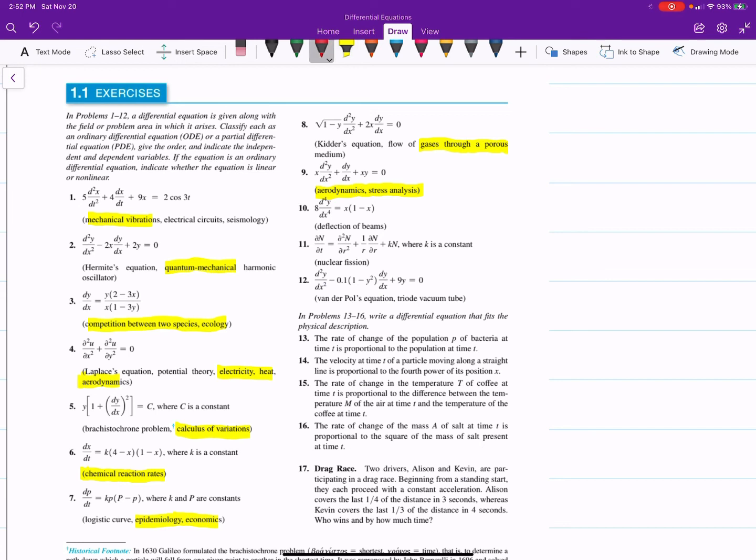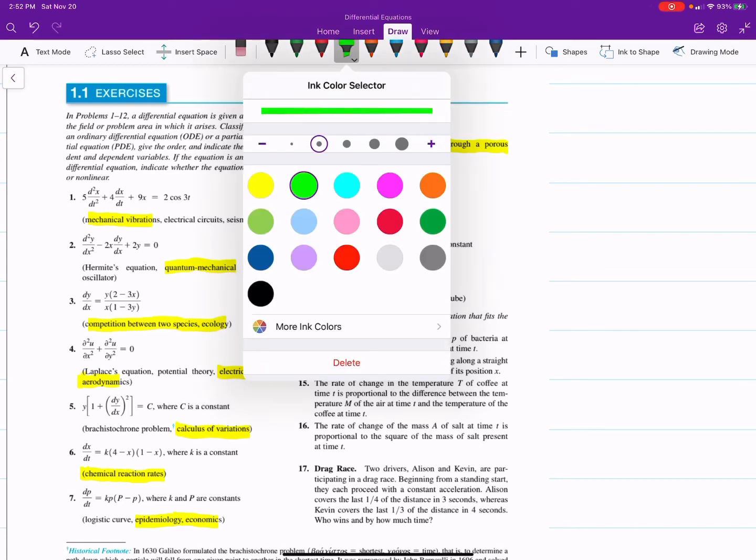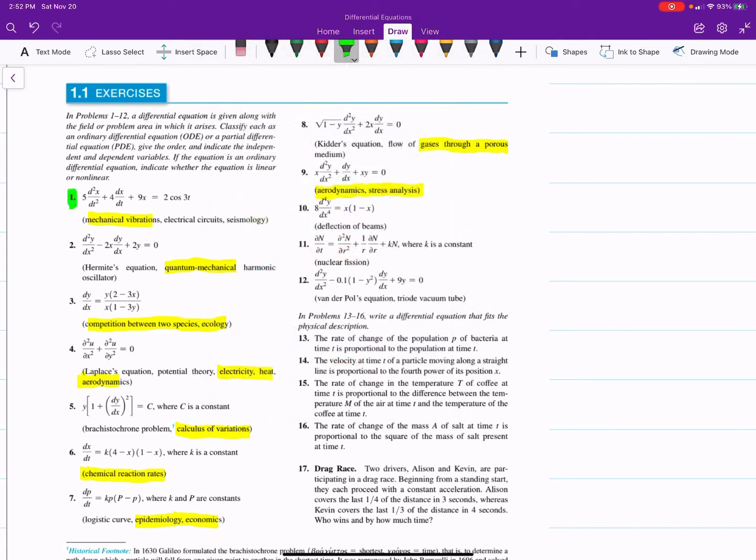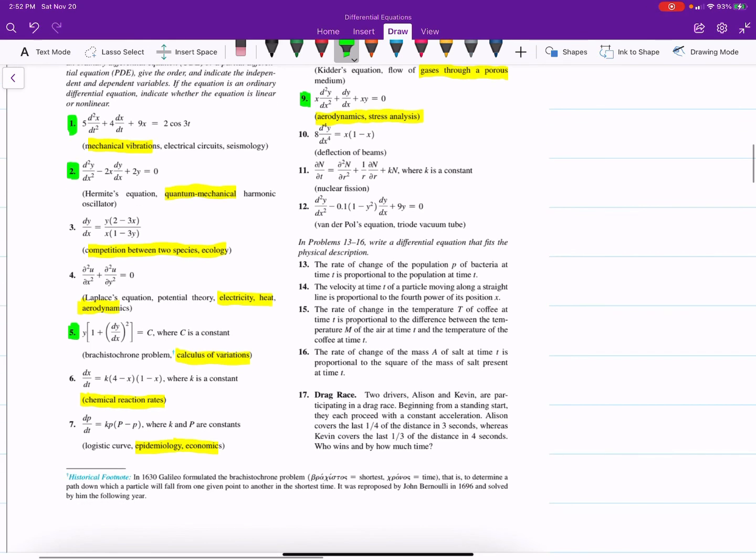Anyways, so problems to maybe consider. All you have to do is say if they are linear or nonlinear, and if they're ODE or PDE, and you have to give the order. So I'll do this in, I guess, green. I would say do 1, do 2, do 5, do 9. Oh, and then we'll do 14 and 15.